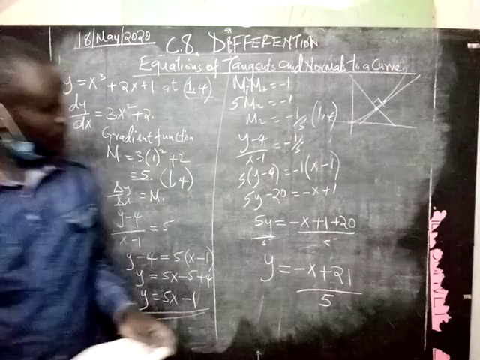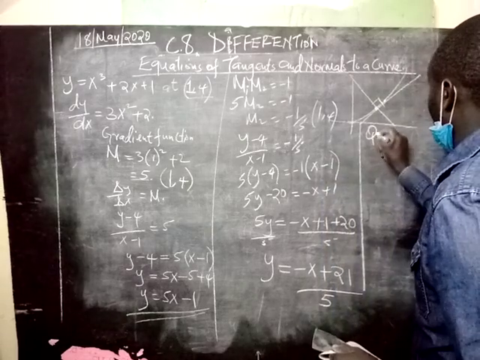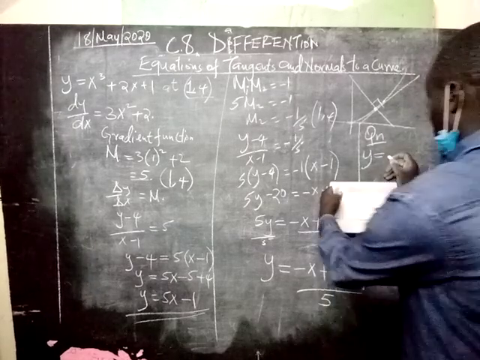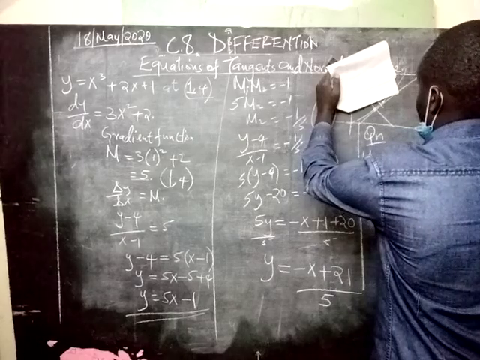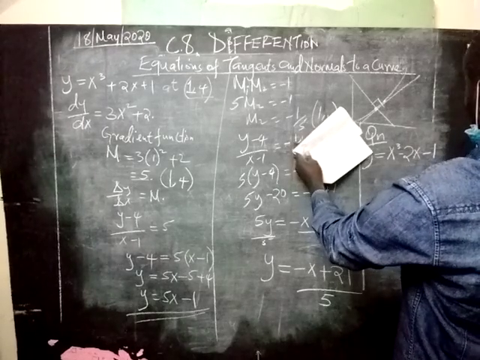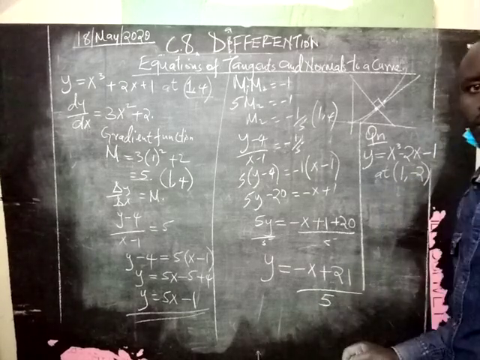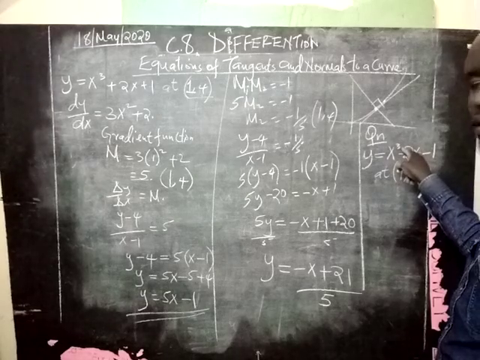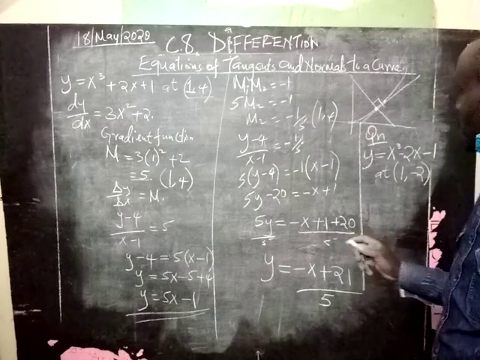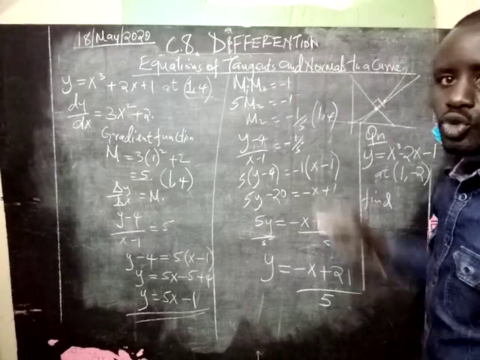So I want you to find the equation of a normal to a curve. Question: y equals x raised to 3 minus 2x minus 1 at the point (1, -2). So y equals x cubed minus 2x minus 1 at (1, -2). Find the equation of the tangent and the normal to the curve, the two.